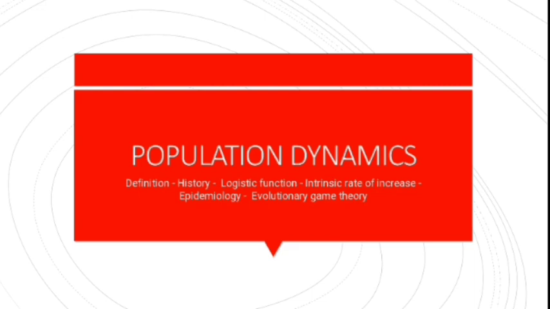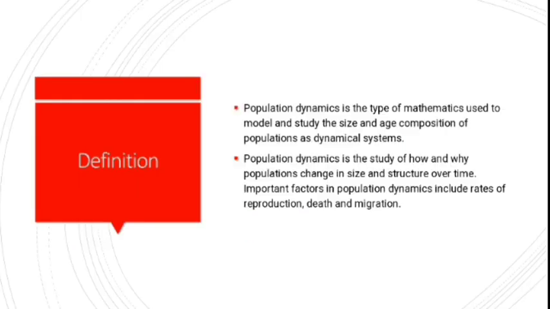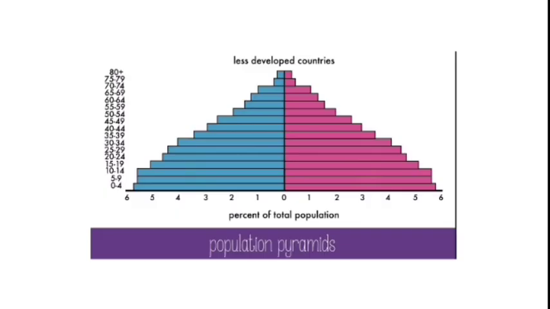First, definition. Population dynamics is a type of mathematics used to model and study the size and age composition of populations as dynamical systems. Population dynamics is the study of how and why populations change in size and structure over time. Important factors in population dynamics include rates of reproduction, death and migration. This is the percent of total population.